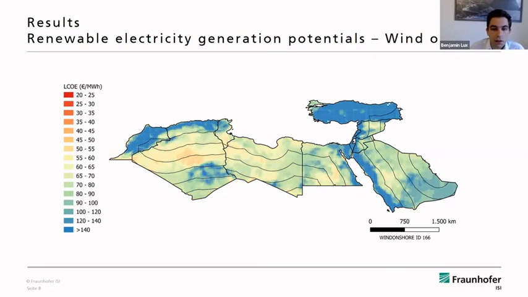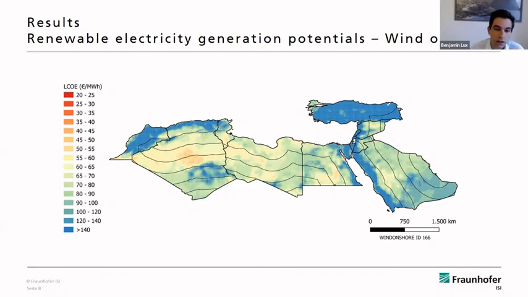The last map of this kind is the electricity generation potential for wind onshore. We see that compared to the solar generation technologies, the wind potentials exhibit higher generation costs. Levelized cost of electricity generation ranges between 43 euro per megawatt hour and 150 euro per megawatt hour.